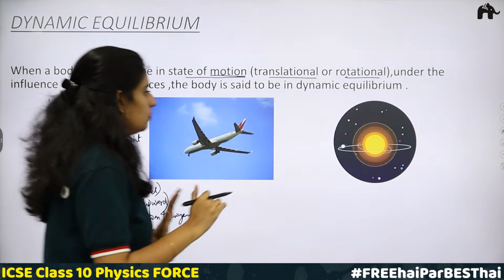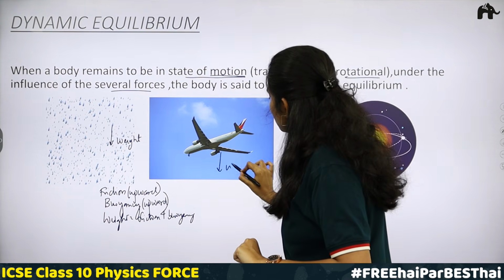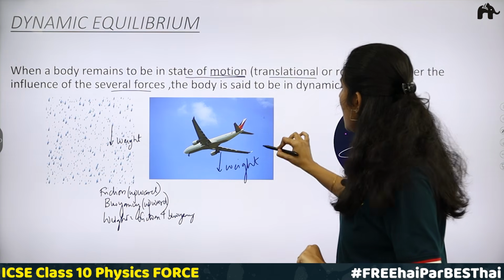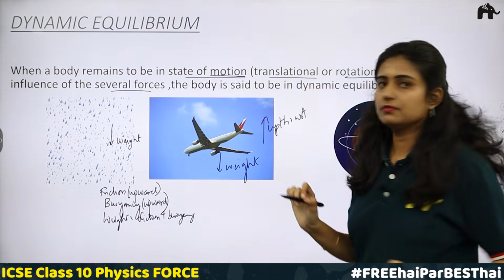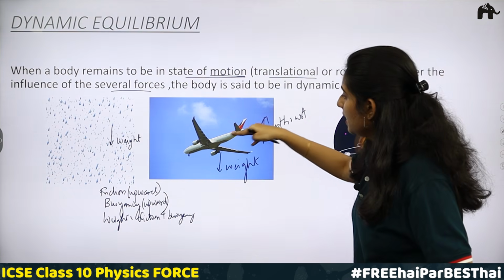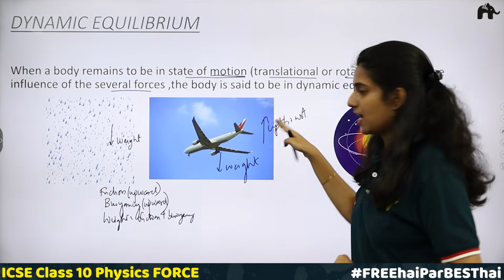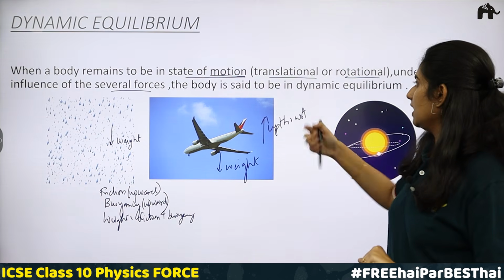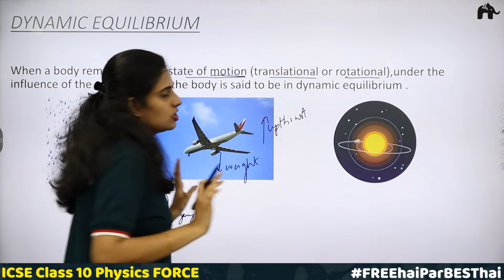Take the case of an aeroplane. After reaching a height, the weight will be acting downwards. When weight acts downwards, there is an upthrust which is acting upwards. Here again, the aeroplane can be moving at the same height because both of these get balanced, and the aeroplane is said to be in dynamic equilibrium. This is again an example of translational motion. It continues to be in translational motion.